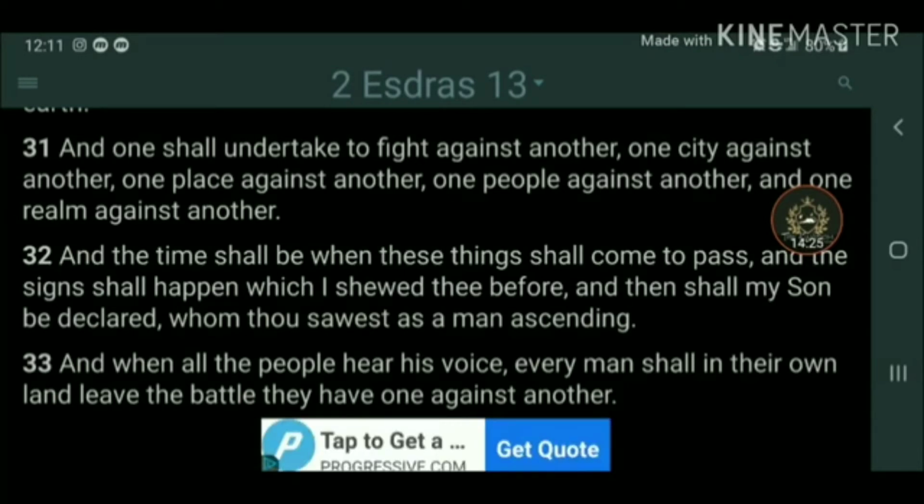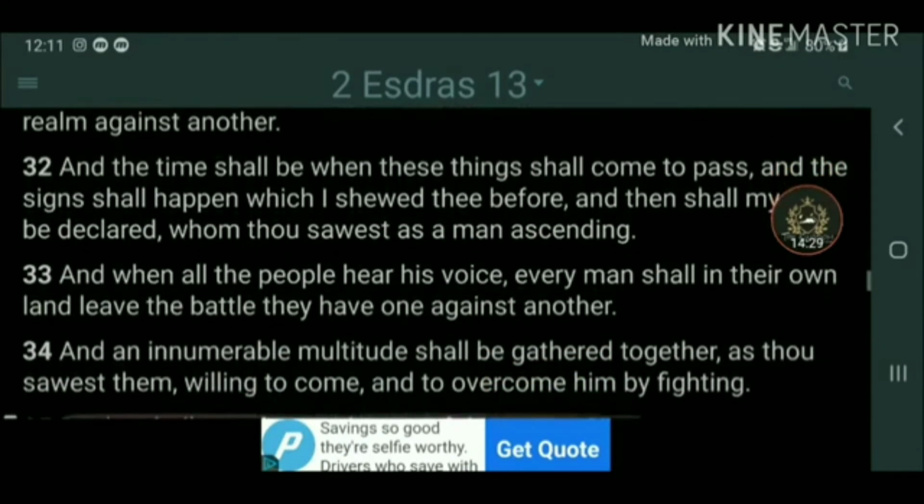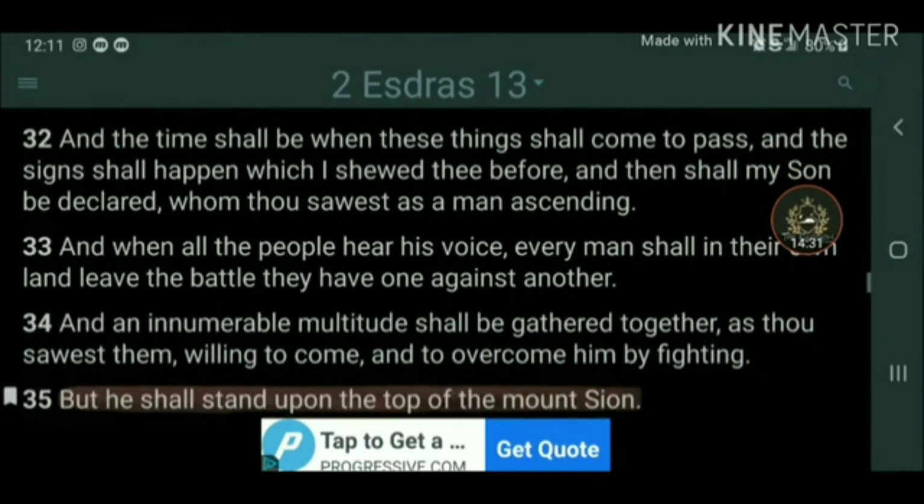One realm against another is going to fight. And he's going to make us a new sharp threshing instrument having teeth. What do you use a threshing instrument on? On the threshing floor. We're going to get to that.